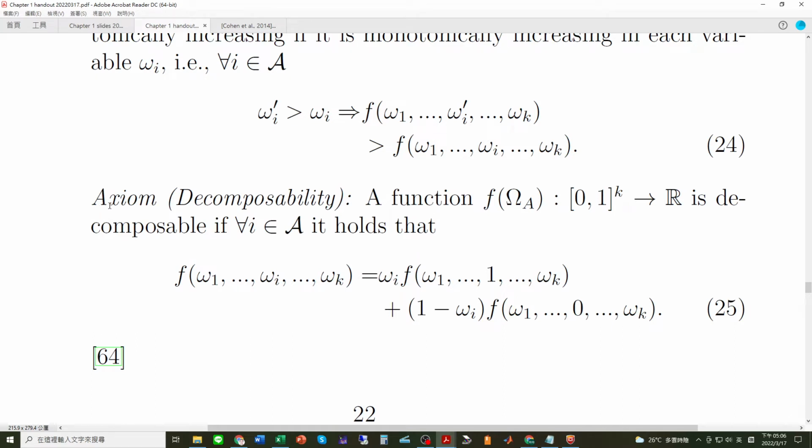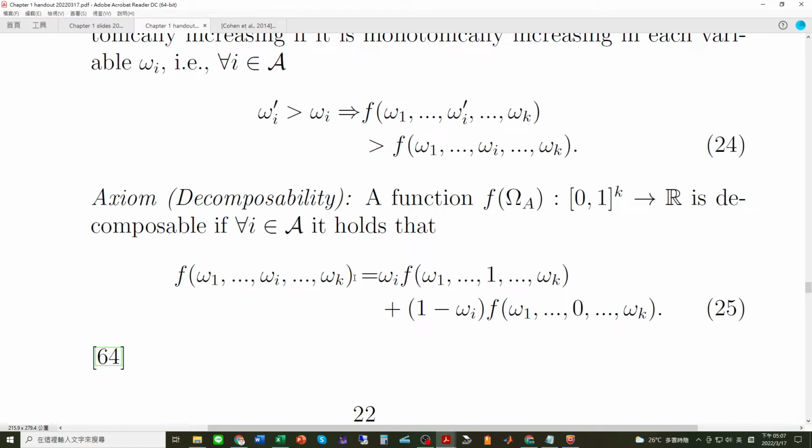Next, the axiom of decomposability. This axiom says a function f of omega_A from the closed interval [0, 1]^k to R is decomposable if for all i belonging to A, it holds that f(omega_1, ..., omega_i, ..., omega_k) is equal to omega_i times f(omega_1, ..., 1, ..., omega_k) plus (1 minus omega_i) times f(omega_1, ..., 0, ..., omega_k).